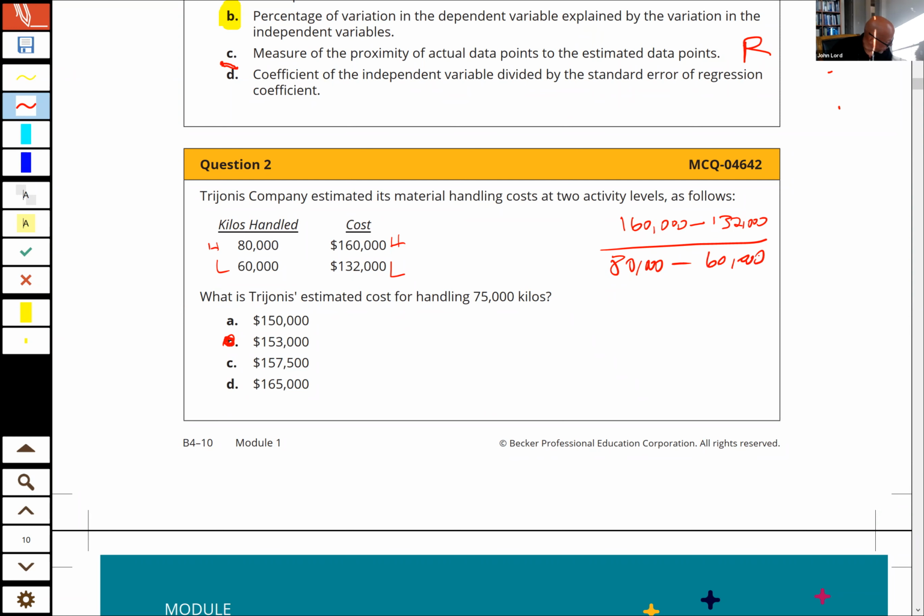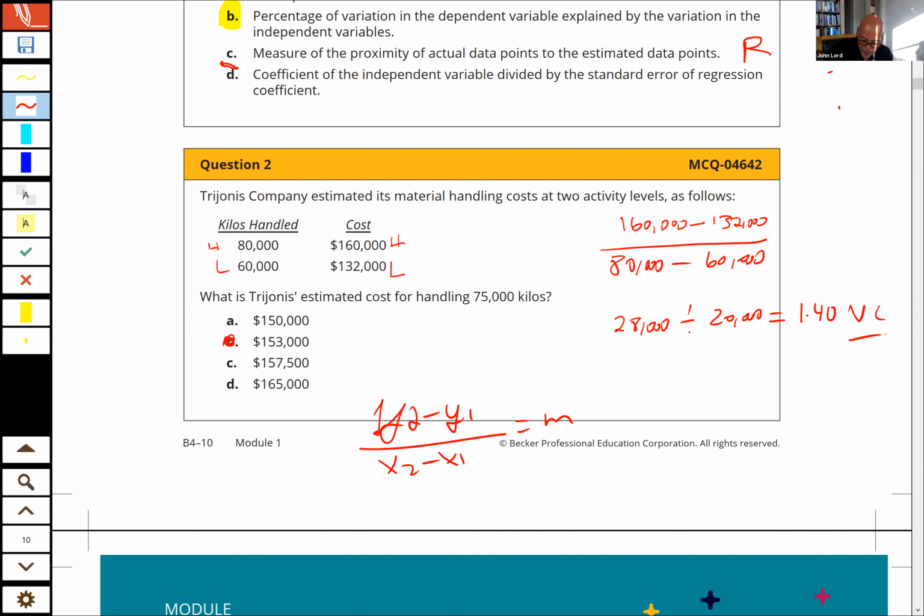When I do the math on that, I get 28,000 divided by 20,000. Am I doing my math right? Okay, and I end up with 1.40. So that 1.40 is my slope, right? It's Y2 minus Y1 over X2 minus X1. It's the same thing as the slope. In other words, that becomes my variable cost per unit.